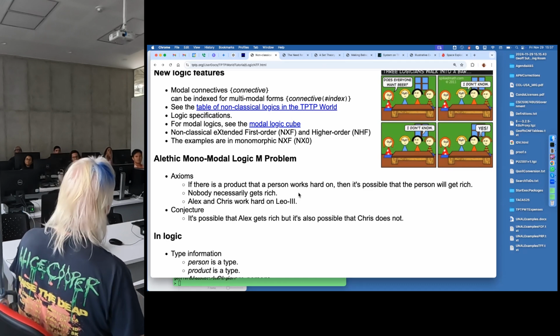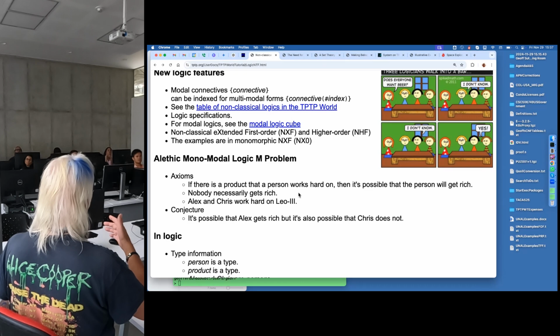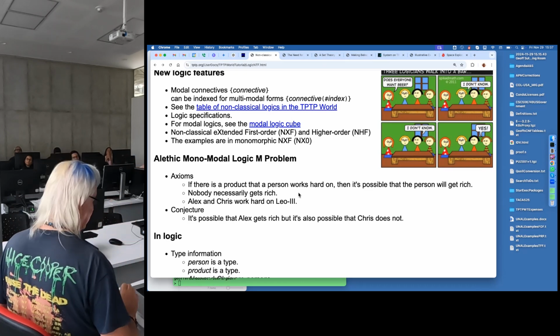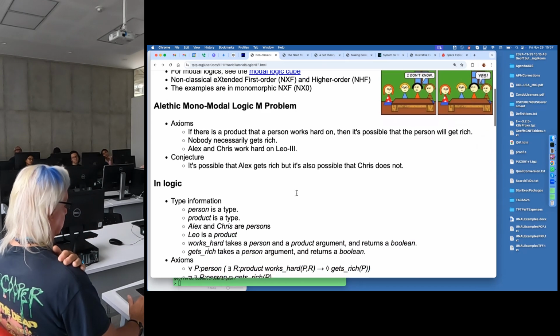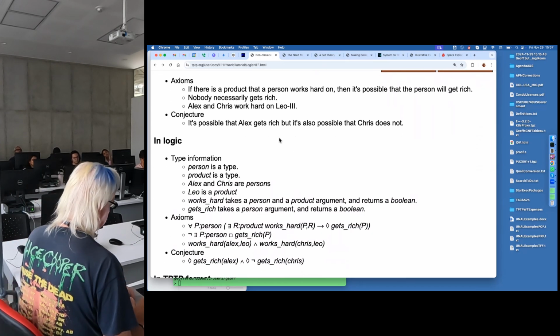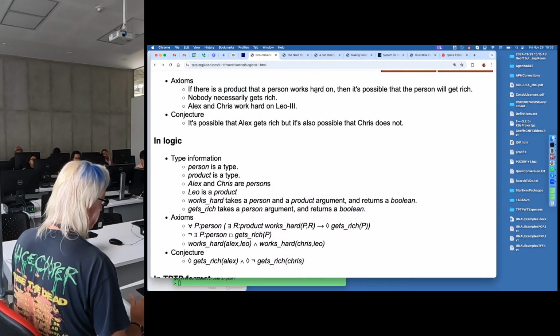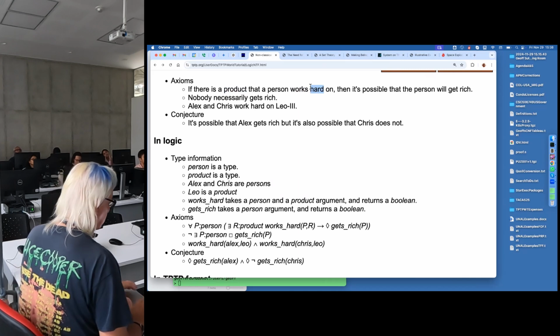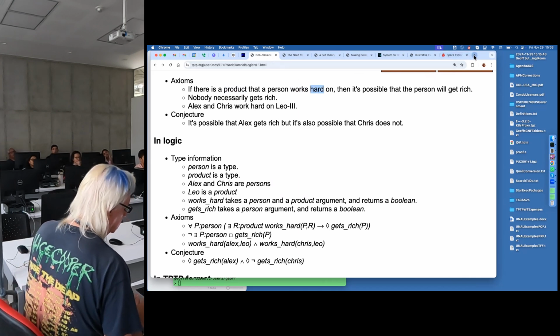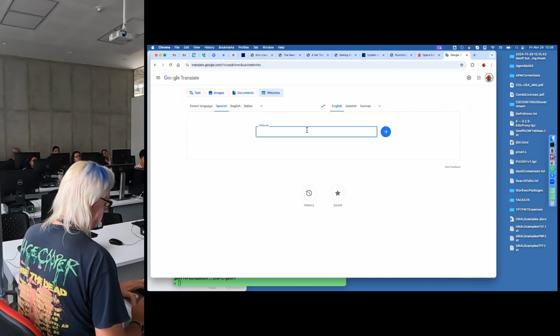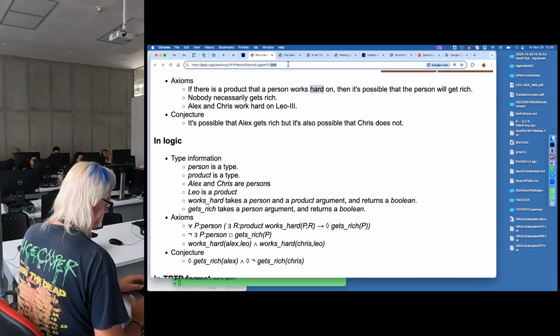And these modal logics are, I see as the future. In the TPTP, we've only had it for 2 years now. It's kind of new and exciting, and we're working on it. So here's a little example in alethic modal. If there is some product, some software that a person works on, he's programming very hard. Let me also do this in Spanish for you. English, Spanish. Hold on, I'll just put it up so you can read it in both languages. I think that helps.